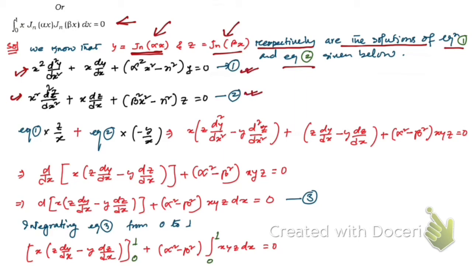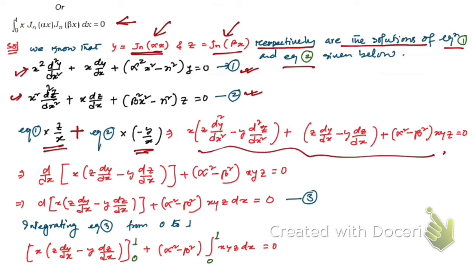Then what we have done is, with equation number 1 we have multiplied z by x, and with equation number 2 we have multiplied minus y by x. And doing so, we have added the results of equation number 1 and 2 to get this step.